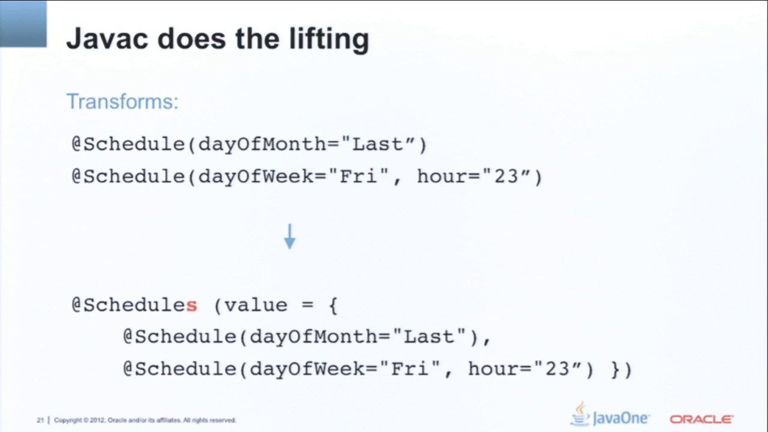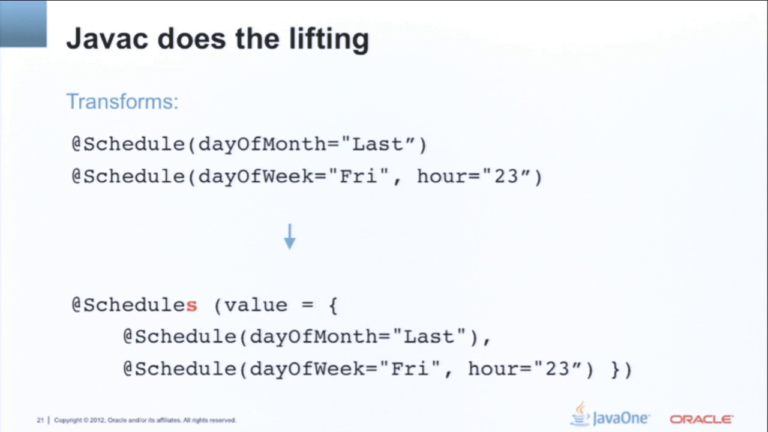So if you do that, Javac will transform this source code into a bytecode representation that looks like the example below. So we will take your two schedules, we will pack them in the container for you, and we will include the container in the bytecode.